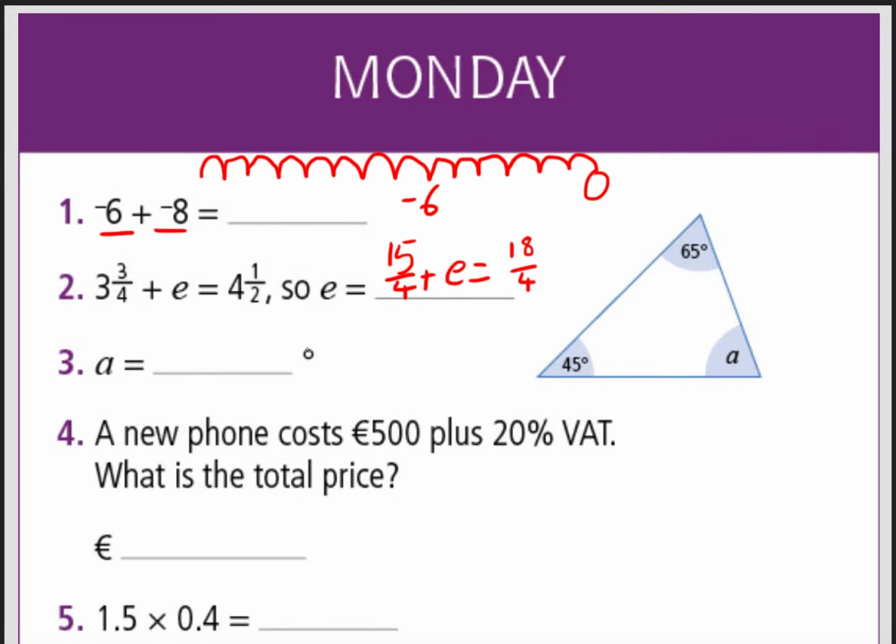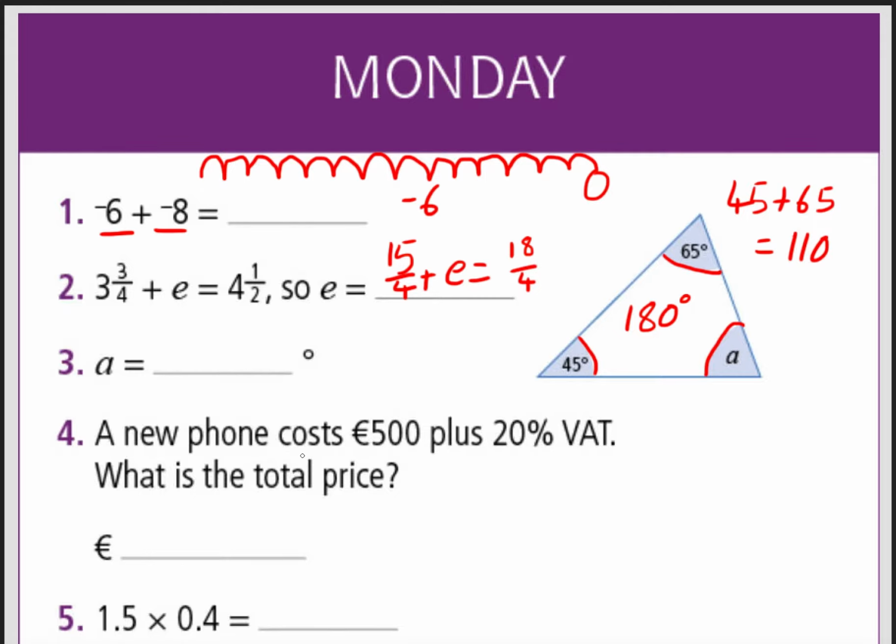Number 3, we have an angle here that they're looking for, and we're given two angles. We're given 45 degrees and 65 degrees. Now altogether we know that they add up to 180 degrees. So we know that 45 plus 65 is equal to 110. So 110 plus this guy here is equal to 180. So you should be able to work out what that is from that. 110 plus A is equal to 180.